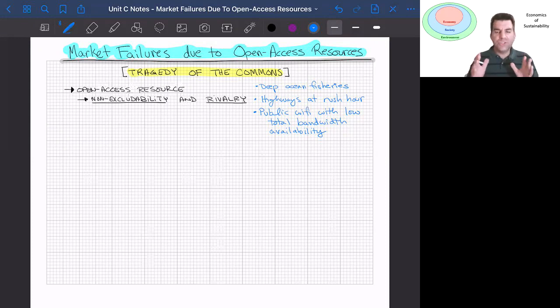So let's try to understand this from a supply and demand perspective to see what's going on here. Before we focus on open access resources, let's imagine we took one of these resources and we could manage to totally privatize it. So there would only be one individual or one firm that would have total decision-making authority about the resource. And so let me draw a curve here.